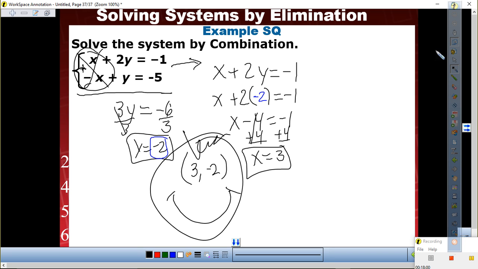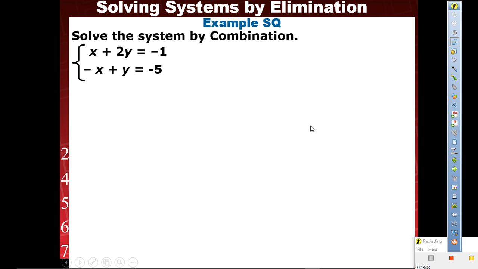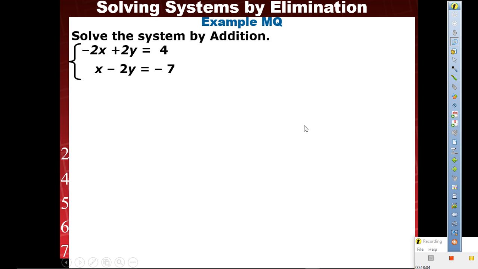Here we go. Example mega Q. We got negative 2x plus 2y equals 4, x minus 2y equals negative 7. Copy that, and you should be able to do this one in 45 seconds. Ready, go. I'll give you some time. Copy that and go.